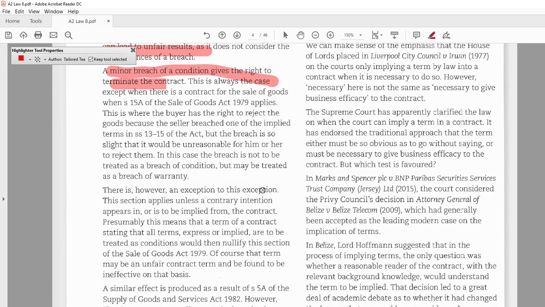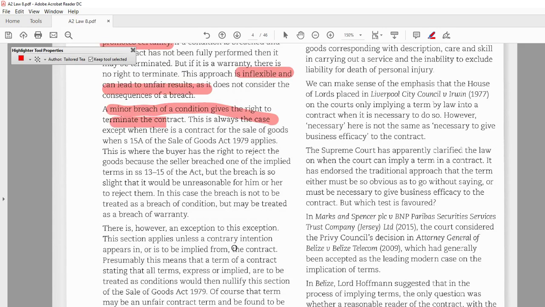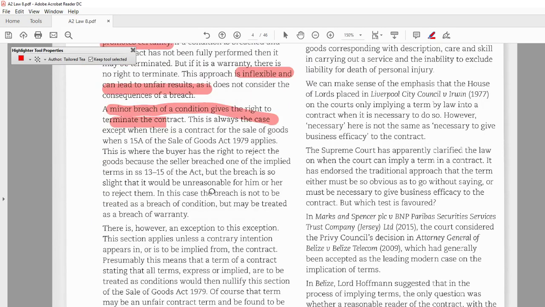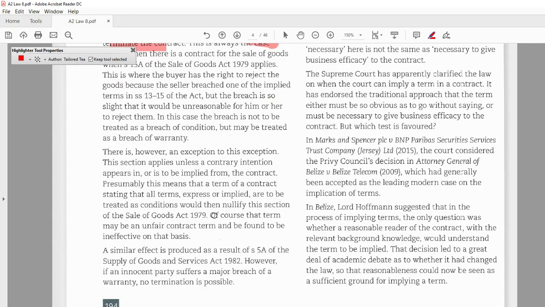There is, however, an exception to this exception. This section applies unless a contrary intention appears in or is implied from the contract. What a mouthful. Presumably this means a term of the contract stating all the terms expressed are to be treated as conditions would then nullify this section of the Sales of Goods Act. Okay, all it's giving is a counter argument here to the Sales of Goods Act, saying that essentially conditions and warranties cover that. That's a really complicated way of making a very simple and minor point for your essay. This is not a massive point for your essay.